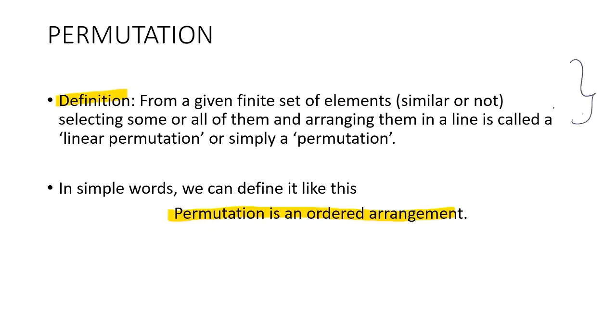You can understand this definition in your own words. Permutation, you can define it as an ordered arrangement. Ordered arrangement means order is going to matter here. An ordered arrangement is defined as a permutation. So instead of this boring definition, we can just remember this one: a permutation is an ordered arrangement.